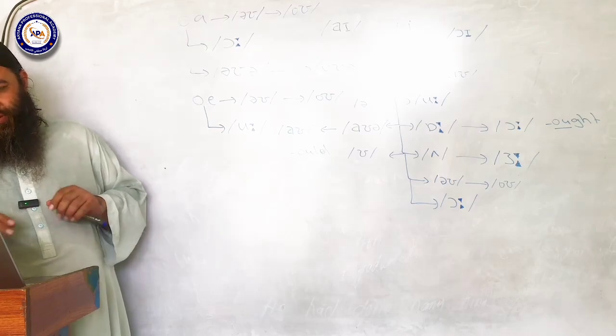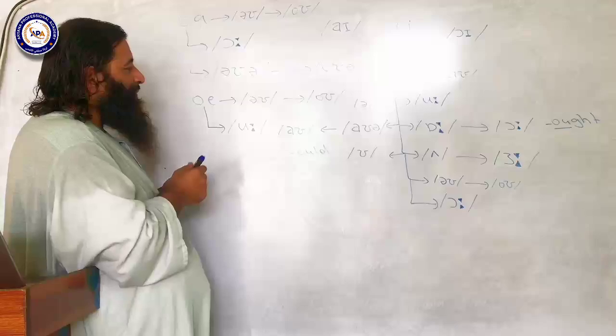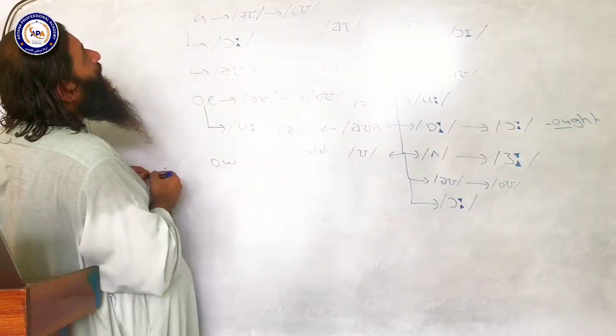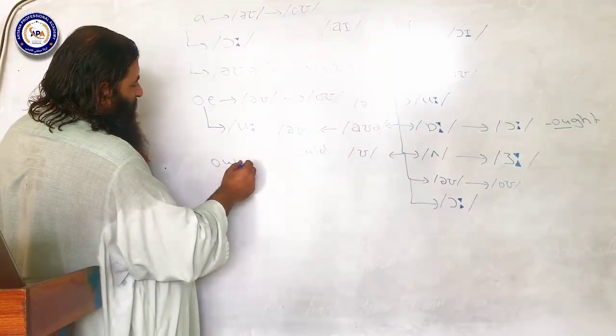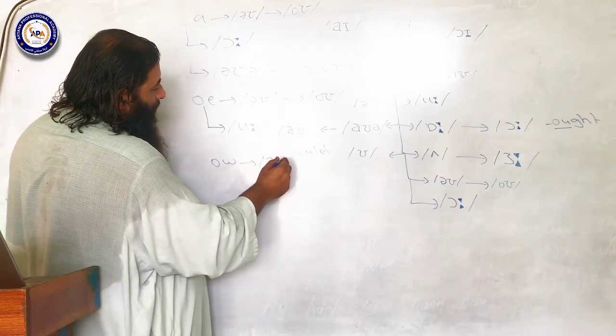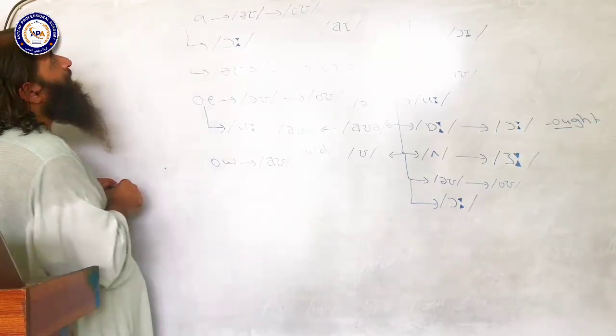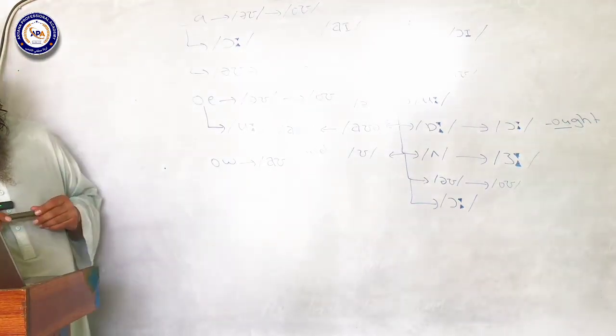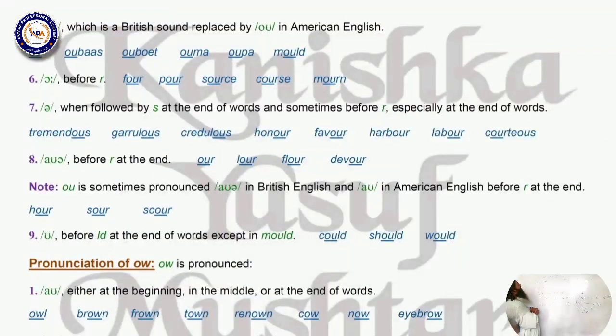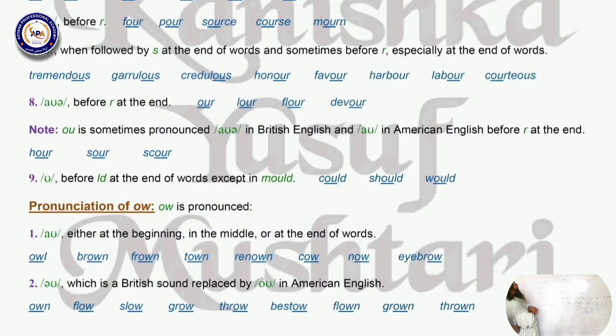The next digraph is OW. OW is pronounced, the first sound, ow. The first sound given by OW is ow. And this sound can be given by OW either at the beginning, in the middle, or at the end of words. At the beginning, like owl, in the middle, like brown, frown, town, renown, and at the end, like cow, now, and eyebrow, which is also sometimes pronounced differently, but it is eyebrow, ow sound.